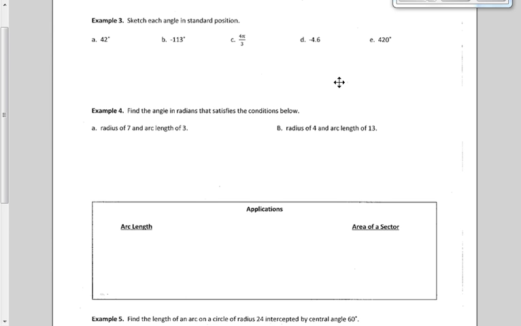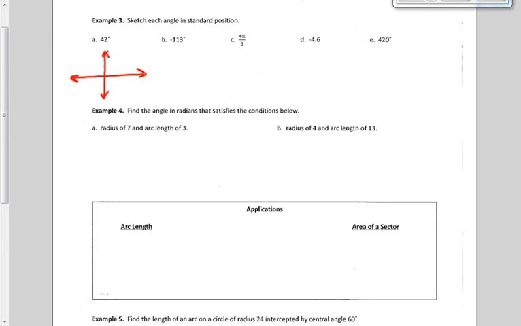So let's take a look at sketching some of these angles in what we call standard position. Standard position is the position of the angle that starts at 0 degrees. It always starts on what our graph would look like, the x-axis. It starts in that standard position.